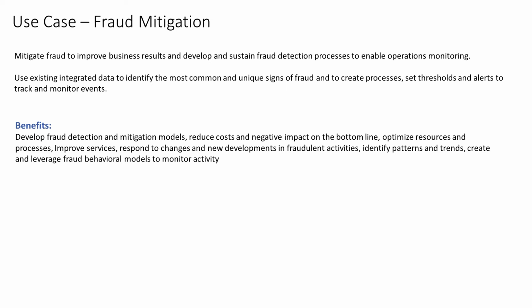Businesses that are proactive in identifying these risks can better optimize resources and respond to changing trends and patterns. Augmented analytics is a perfect way to accomplish that task. By looking at historical data and identifying the signs of fraud, the business can create processes, set thresholds and alerts, and monitor results to establish a comprehensive fraud detection and mitigation model that will reduce risk and cost and avoid a negative impact on the bottom line. For this type of business use case, you might use a classification technique like K nearest neighbor.